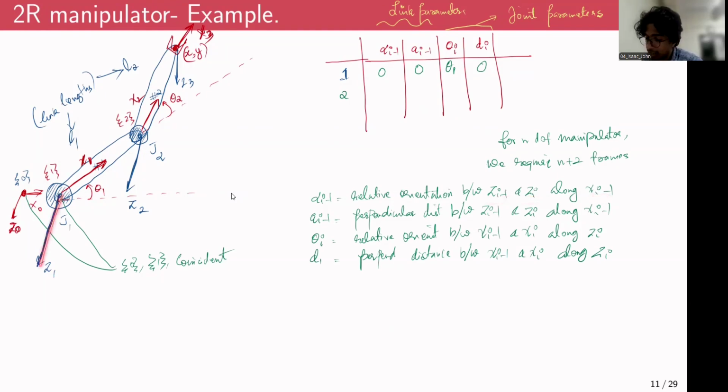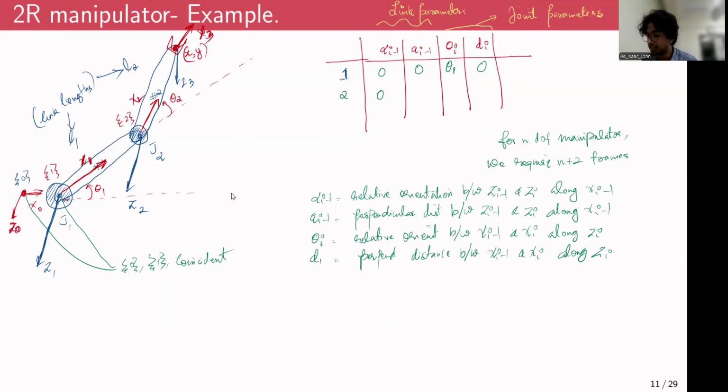So Z1 and Z2 are already aligned. You don't need any further rotation about the X1 axis because they are already aligned. They are already out of plane, already perpendicular to the plane of the board. So in that regard, alpha i minus 1 for the second case is 0. And what about a_i?